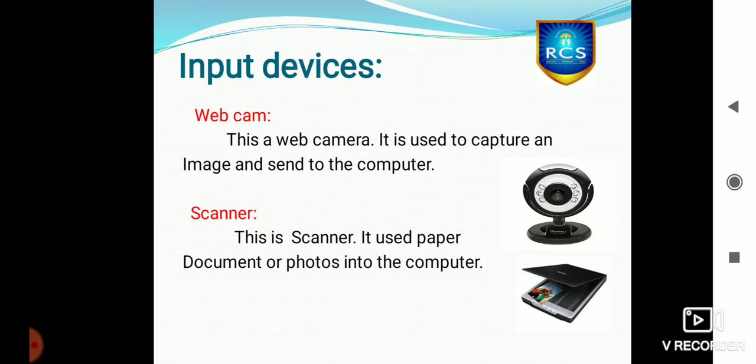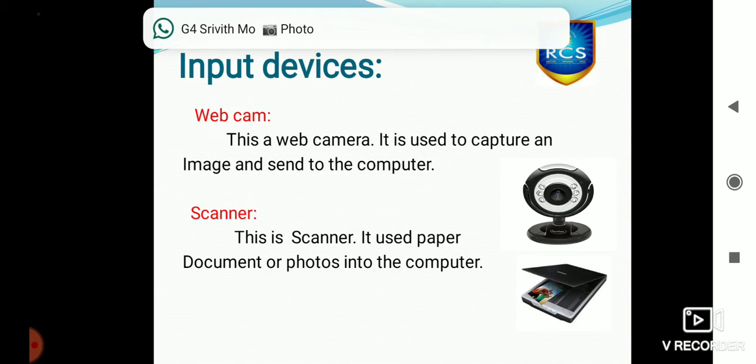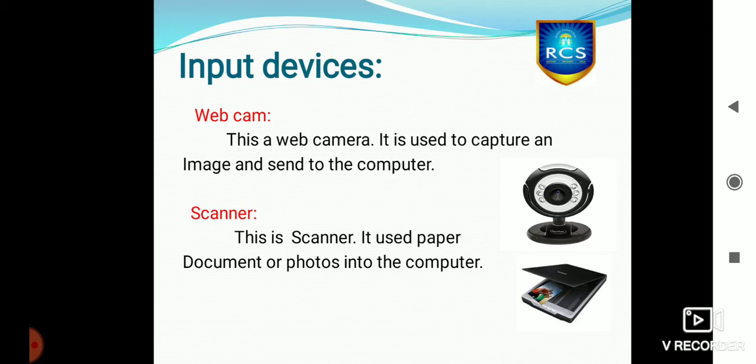More on input devices. Keyboard and mouse are input devices. You have already learned about keyboard and mouse very well. In this class we are going to learn about some other input devices. First one, webcam. This is a webcam. It is used to capture an image and send it to the computer.